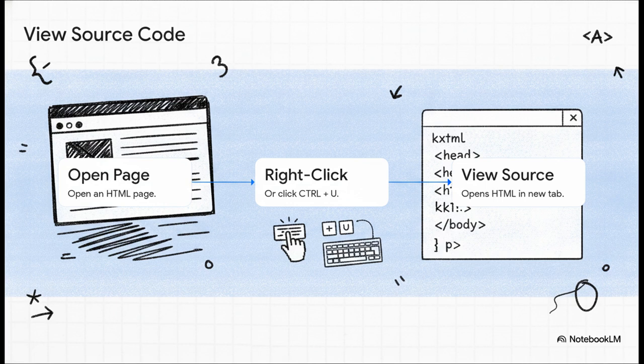Let's say you're on a web page, you see an amazing layout, and you think, how on earth did they pull that off? Well, you can just look at their raw HTML source code. It's surprisingly easy. Step 1, open up any HTML page in your browser.